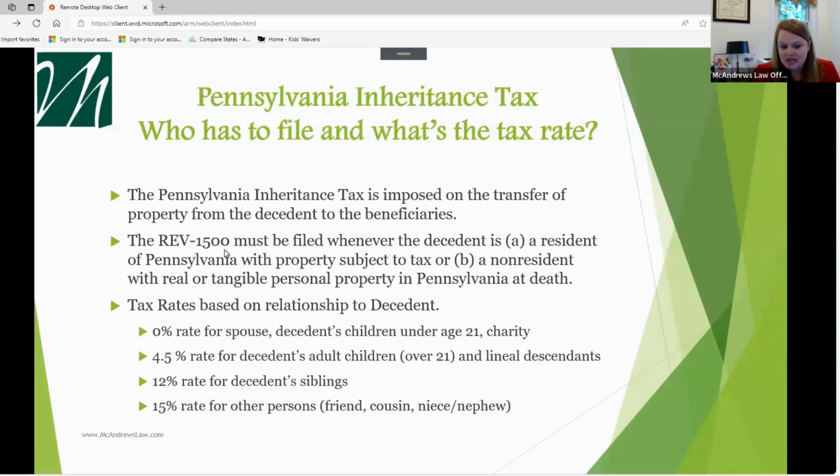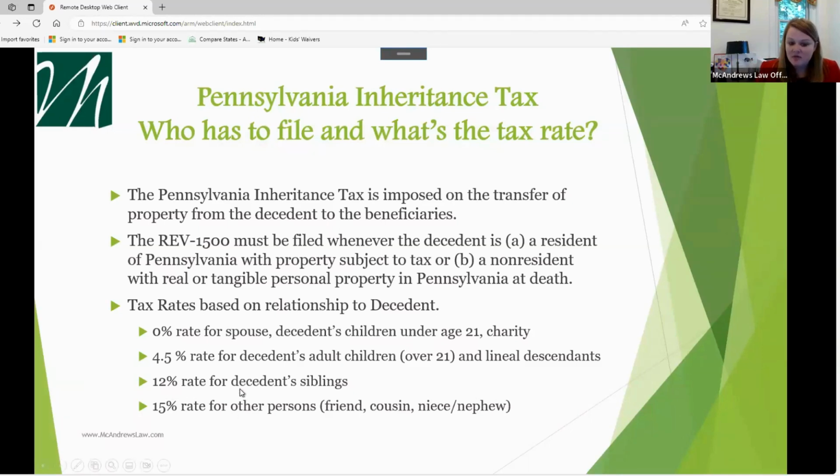The tax rates, the inheritance tax rates, are based on your relationship to the decedent. So it's a 0% inheritance tax rate for a spouse, for decedent's children if they're under age 21, and a charity. And that would go the other way too. I think if a minor child passes, it is a 0% tax rate if it's going to parents. 4.5% tax rate for decedent's adult children, so over 21, and then other lineal descendants, so anyone up and down that lineal line. So parents, children, grandchildren, they're all 4.5%.